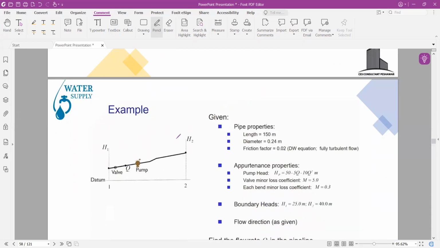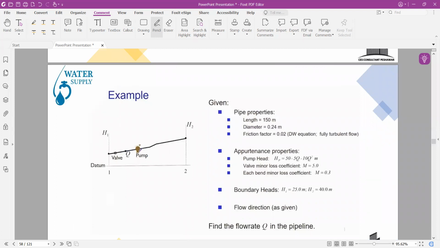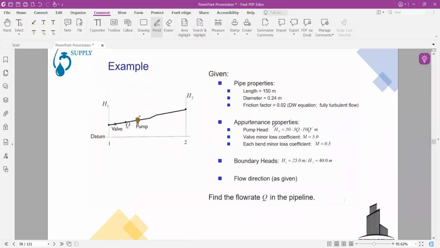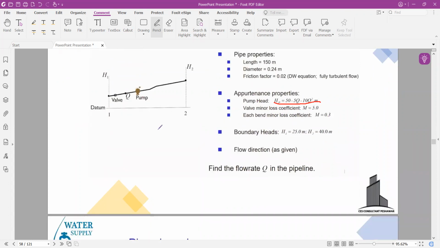So considering this example, we have a length of 150 meters, a diameter of 0.24 meters, a friction factor of 0.02, and also the pump characteristics quadratic equation, while the minor loss at the valve is about 5, while the bend minor loss is equal to 0.3. The boundary head, the total head H1, is equal to 25 meters, and the total head H2 is equal to 40 meters, and the flow direction is given.